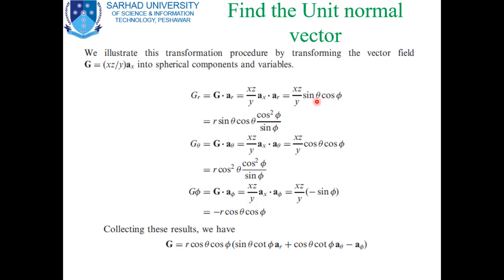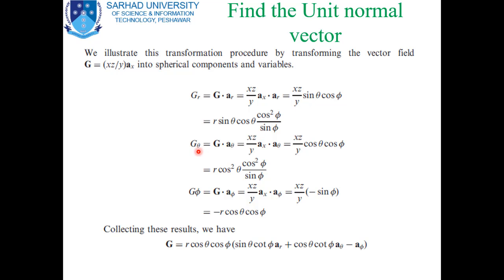now we have to convert x, y, z into the spherical coordinate. For x we write r sin theta cos phi. For y we write r sin theta sin phi, and for z we write r cos theta. Now we have the value of gr: r sin theta cos square phi divided by sin phi, because in y we have the sin phi term as well, and sin theta will cancel with the sin theta.